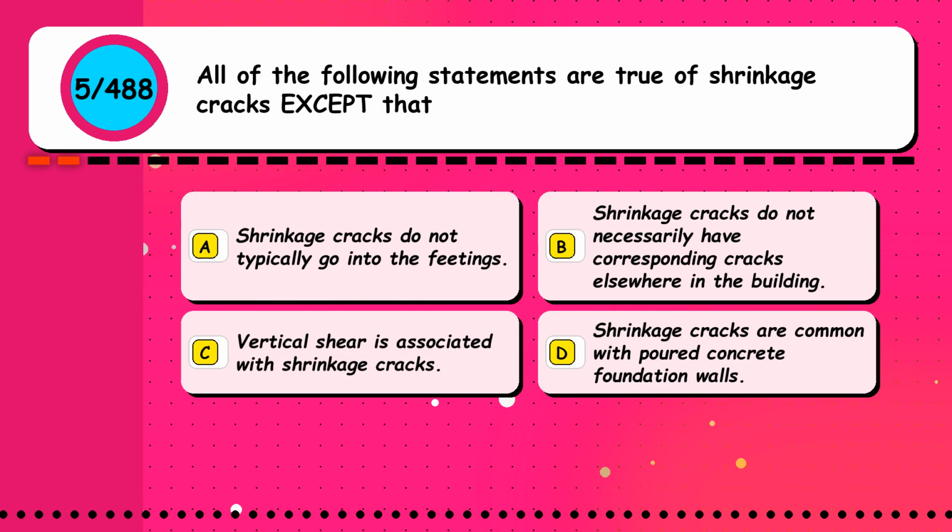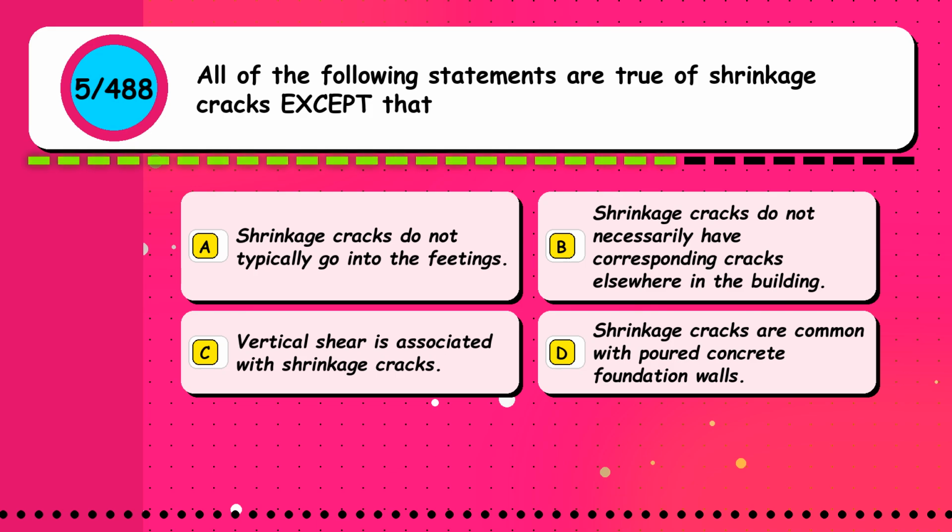Question 5. All of the following statements are true of shrinkage cracks except that: Option A. Shrinkage cracks do not typically go into the footings. Option B. Shrinkage cracks do not necessarily have corresponding cracks elsewhere in the building. Option C. Vertical shear is associated with shrinkage cracks. Option D. Shrinkage cracks are common with poured concrete foundation walls.